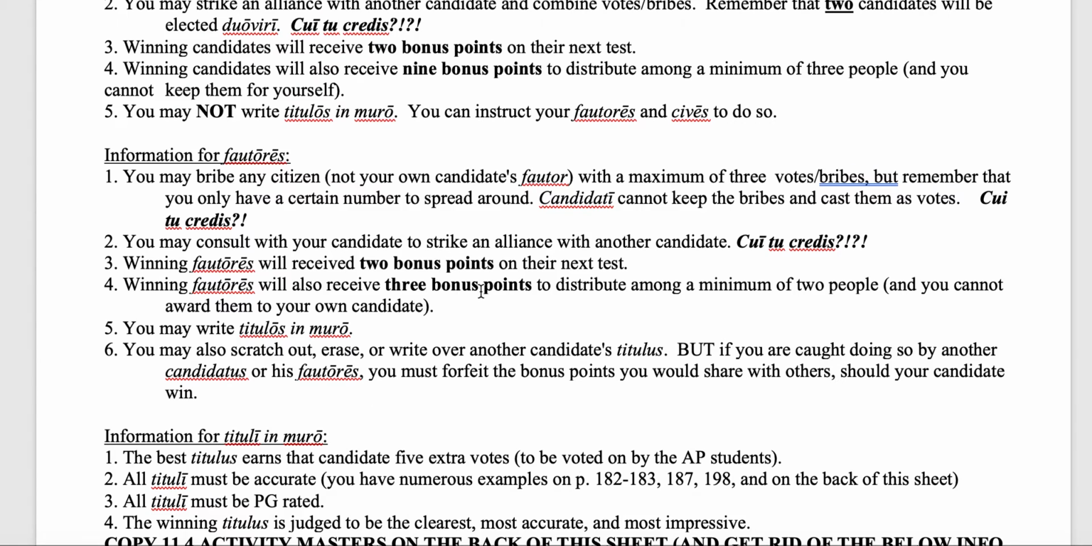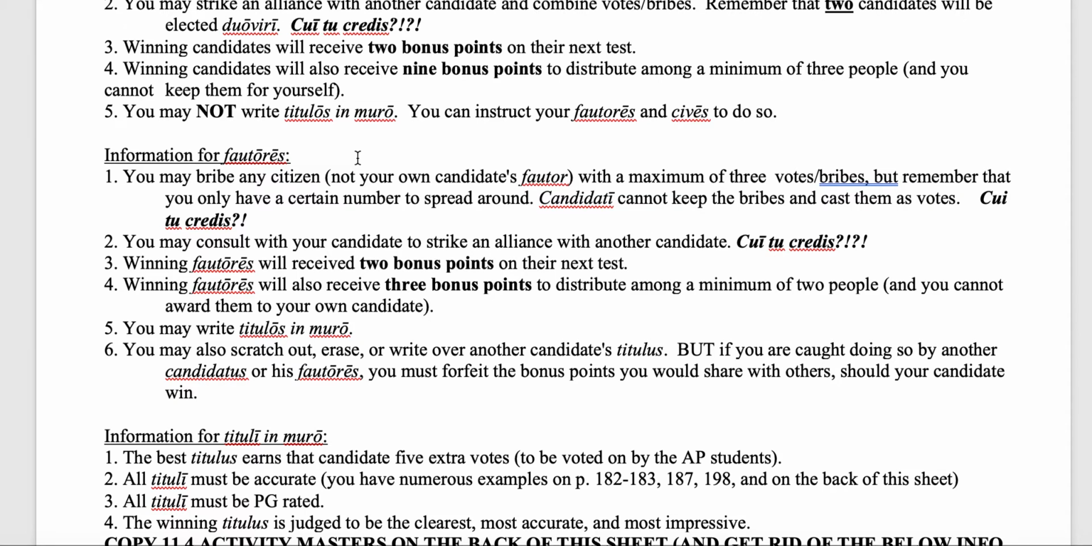So if you're a fautor, you can bribe any citizen with a max of 3 votes or bribes. And again, you only have a certain number, so you've got to spread them around, and you can't keep them, and you can't give them to your own candidate. You can strike an alliance, that kind of thing. And winning fautores get 2 bonus points, and they get 3 more bonus points to distribute among a minimum of 2 people. And so again, you can't give them to your own candidate, and you can't keep them.